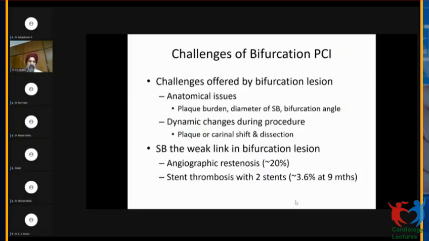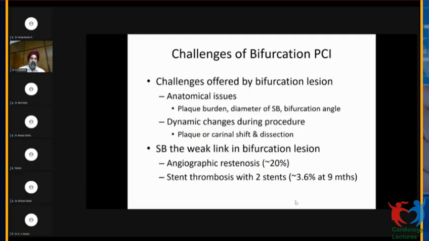Overall, the bottom line is that the side branch is the weakest link of bifurcation angioplasty. There is considerable restenosis in the side branch, to the tune of nearly 20% despite using drug-eluting stents. You also get to see a lot of stent thrombosis, and the rates reported are nearly 4% at the end of 9 months if the procedure has not been done in an optimal fashion.